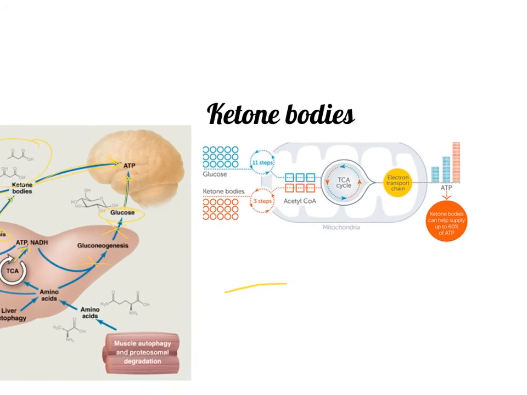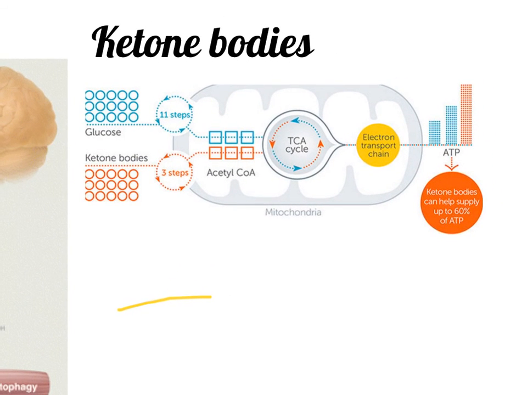And this diagram right here is kind of interesting. So ketone bodies can help supply up to 60% of the ATP. So what we've normally gone through is glucose goes in, glycolysis, fermentation, and then we have the PDC. It goes to the TCA cycle, electron transport chain, ATP. We're going to talk about this next time.